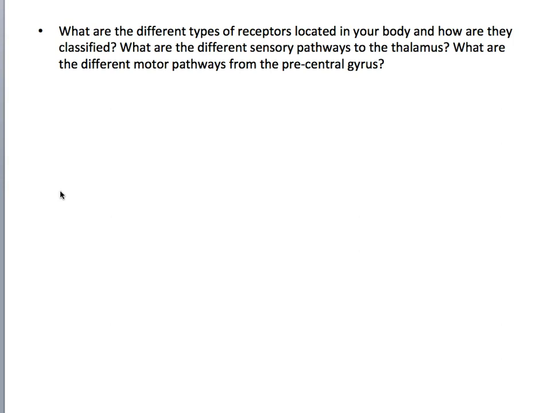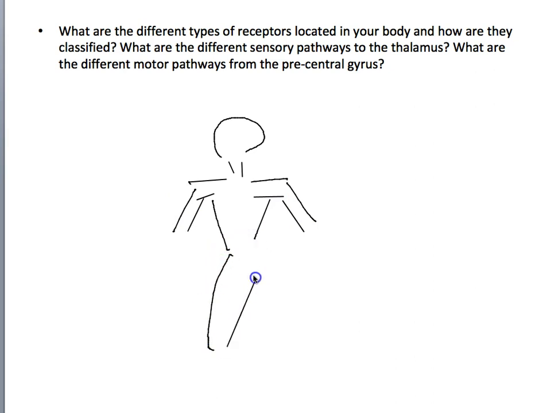What are the different types of receptors located in your body and how are they classified? So you could literally draw an entire human body here. And I think I've done this for you in class, right? Where I did something like this. And I put your neck there. Arms. Correct anatomical position, so arms down. Torso. Legs. Not a perfect human being, but then again, I don't want to be Pablo Picasso.